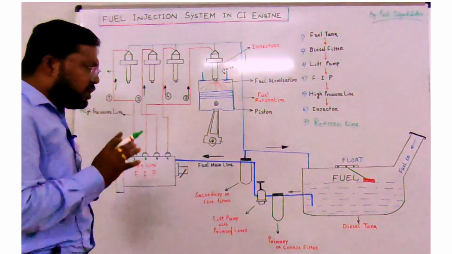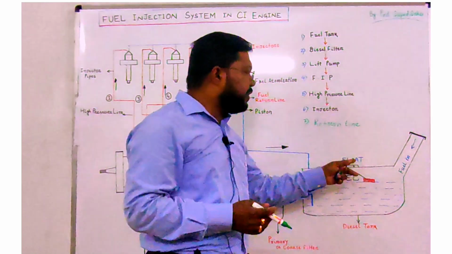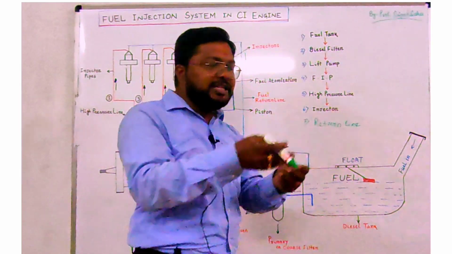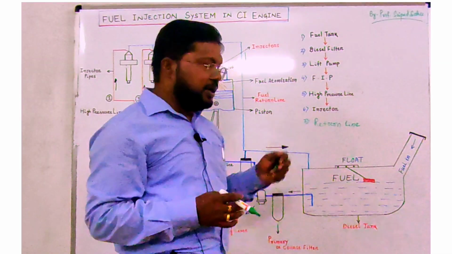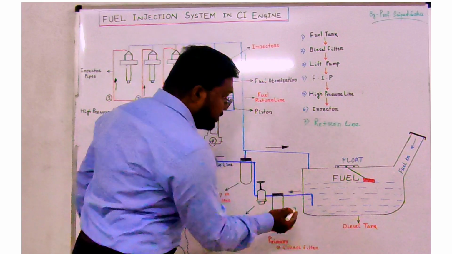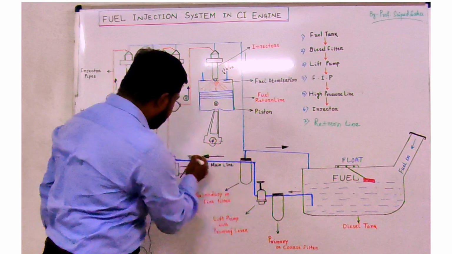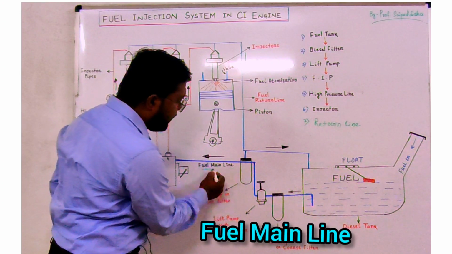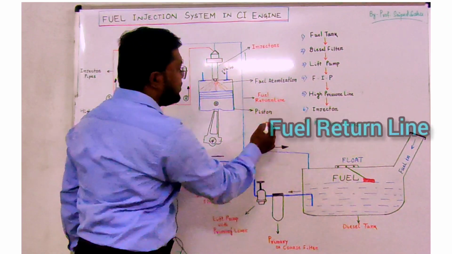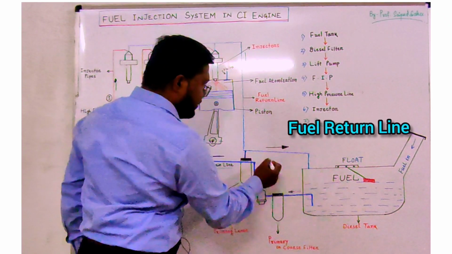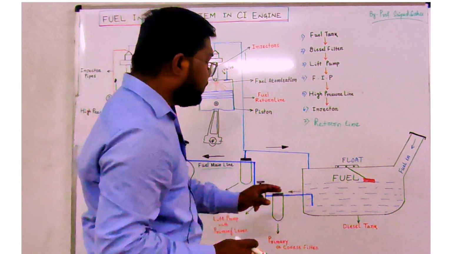Now here one float arrangement is there. It is very common. You know that on the meter board we see how much diesel or how much fuel is remaining. That is the float system. Now you see what happens. The line in which the diesel fuel is passing to the pump is known as the fuel main line. And the line in which the fuel is returned to the tank is known as the fuel return line. This one is the fuel return line. Okay, so see what happens.